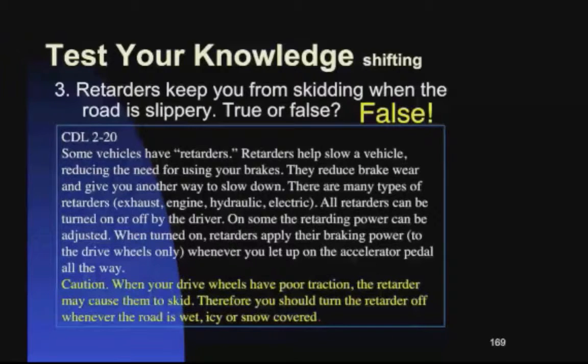All retarders can be turned on or off by the driver. On some, the retarding power can be adjusted. When turned on, retarders apply their braking power to drive wheels only whenever you let up on the accelerator pedal all the way. Caution: when your drive wheels have poor traction, the retarder may cause them to skid. Therefore, you should turn the retarder off whenever the road is wet, icy, or snow-covered.